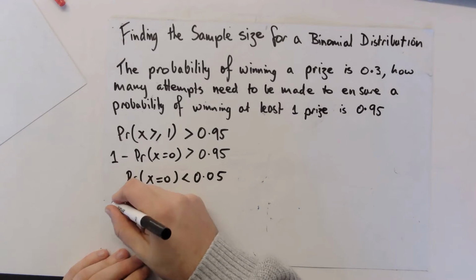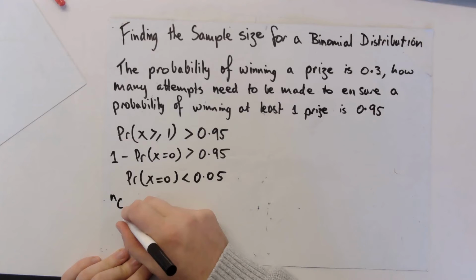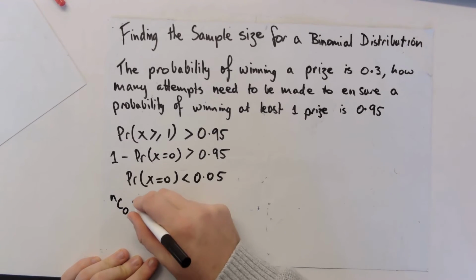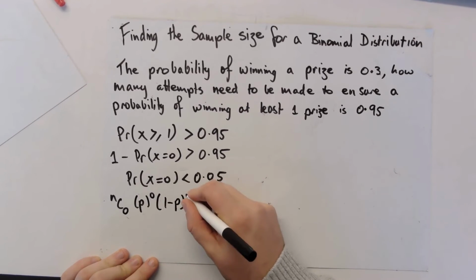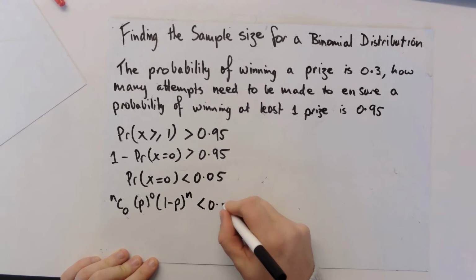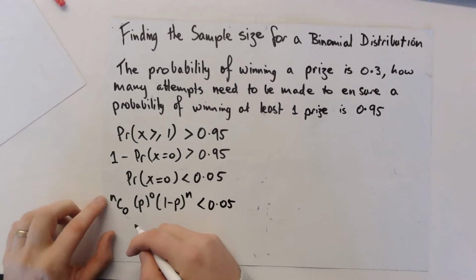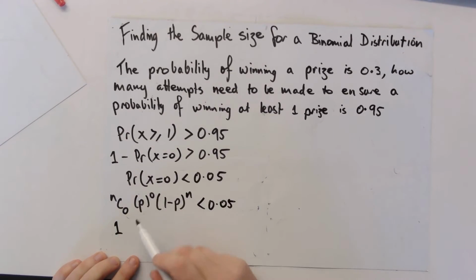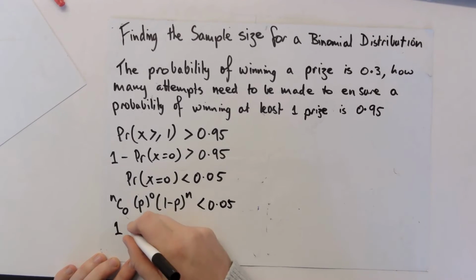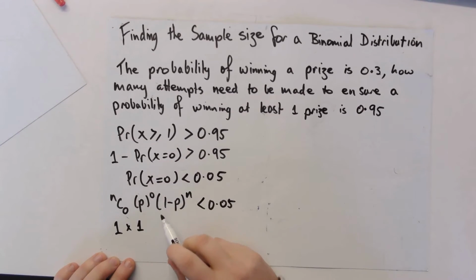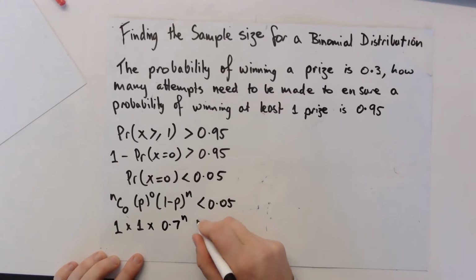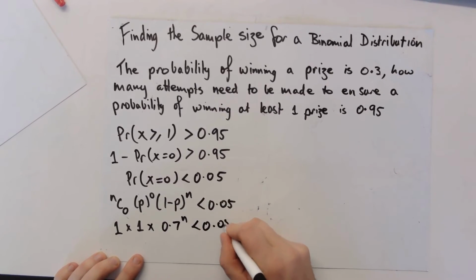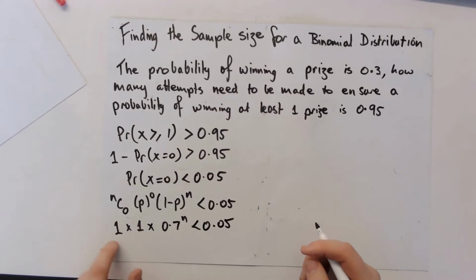Now, if we actually set up our equation here, we're going to be talking n choose 0, p to the 0, 1 minus p to the n is less than 0.05. Now n choose 0 is 1, p to the power of 0 is 1, and 1 minus p, now in our case p is 0.3. So we're going to get 0.7 to the power n is less than 0.05. You can see the first two parts of our equation just drop out as 1.